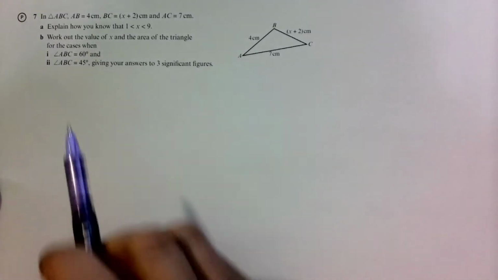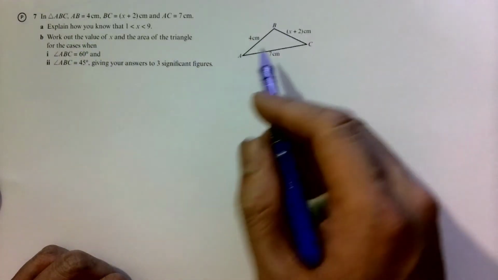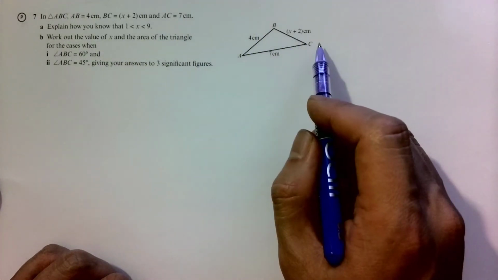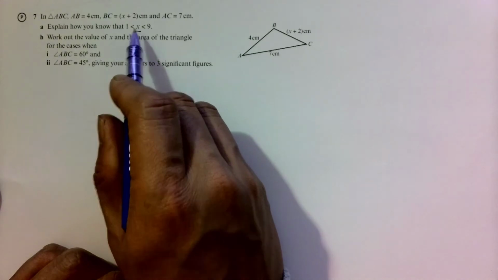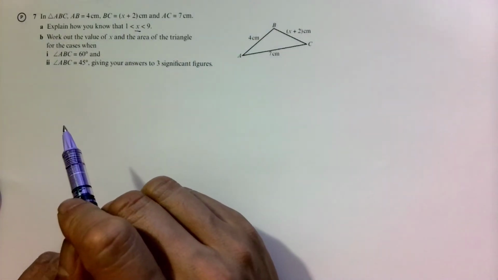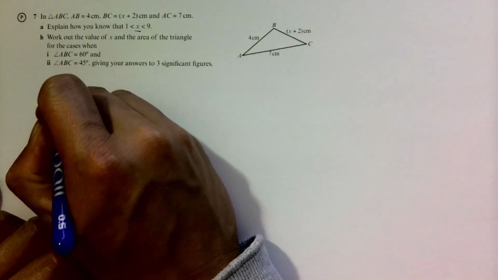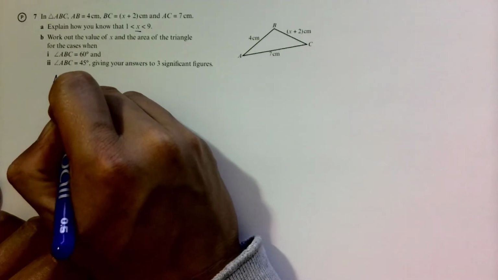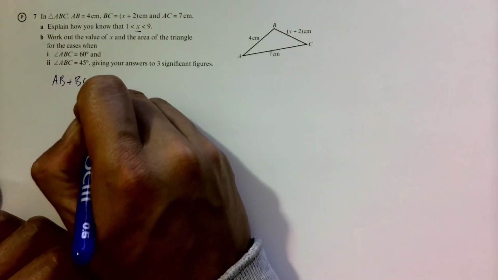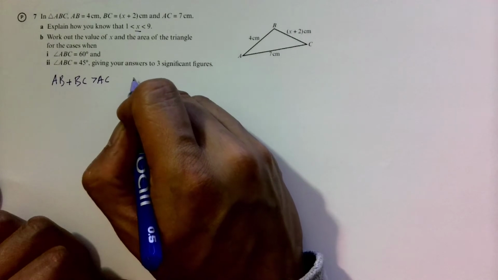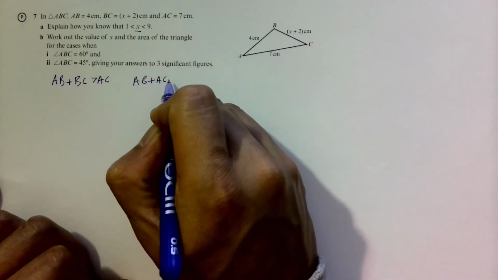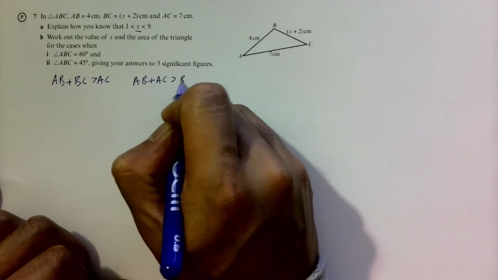So now, in this triangle ABC, it says AB equals 4, BC is x plus 2 and AC equals 7. Explain how we know x is greater than 1 but less than 9. Now if we use some knowledge that the lengths AB plus BC have to be greater than AC, and the other fact that AB plus AC is greater than BC.